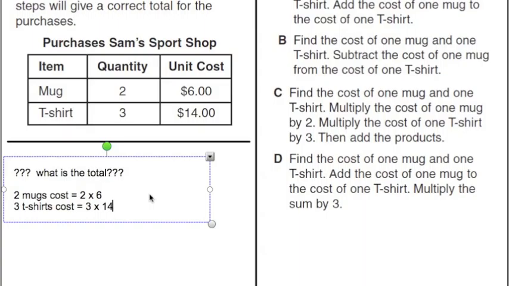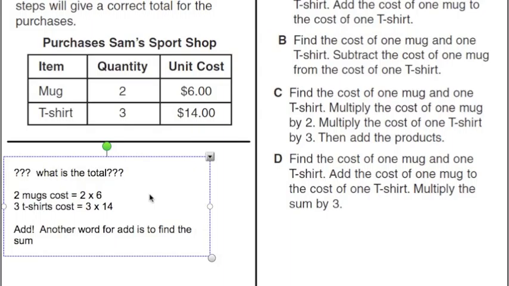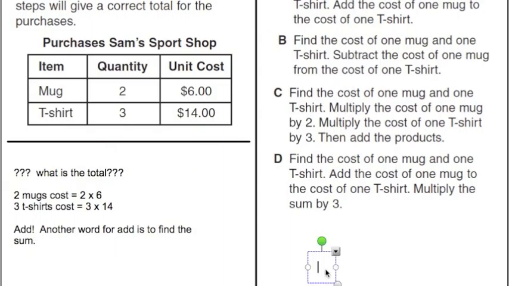Then to figure out the total, what would I do with those 2 numbers? Right, I would add. Another word for add is to find the sum, not Sam, sum. So that might be a word that we actually see over here in our answer choices. So if you kind of see what I did, I've read the problem, I kind of made some notes, and now I'm actually going to look at the answer choices.